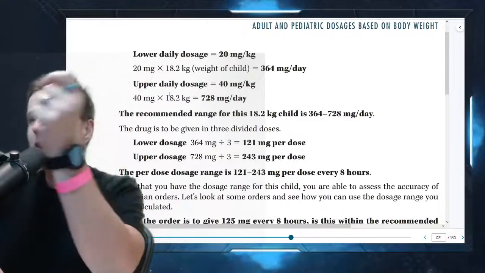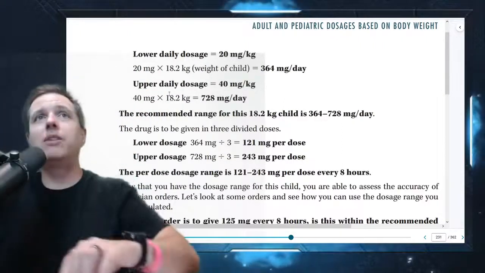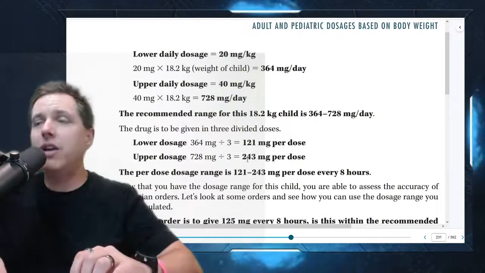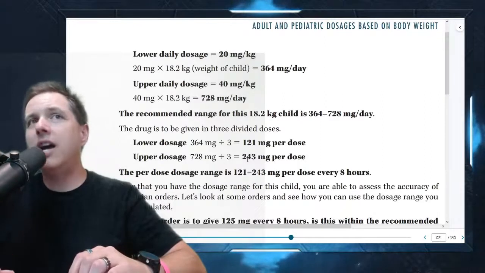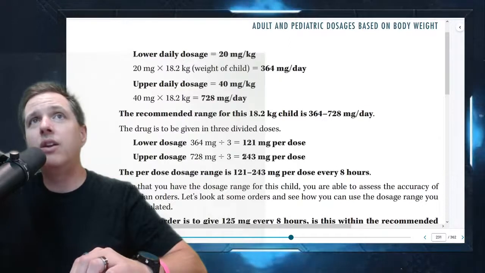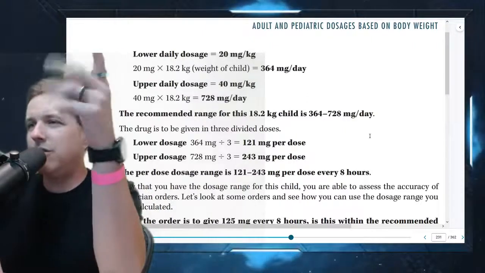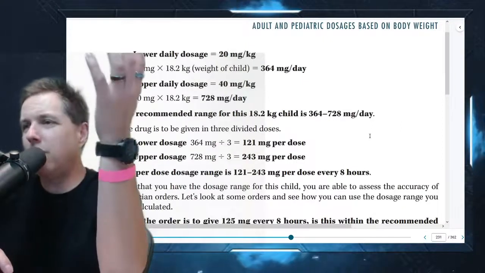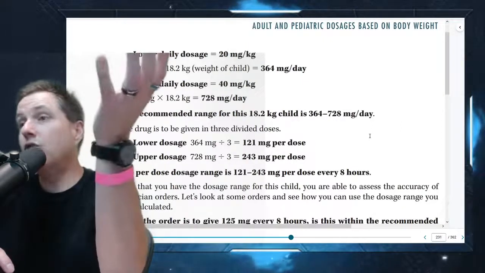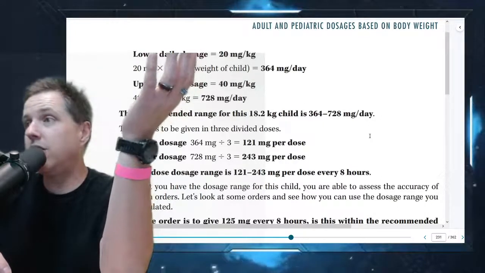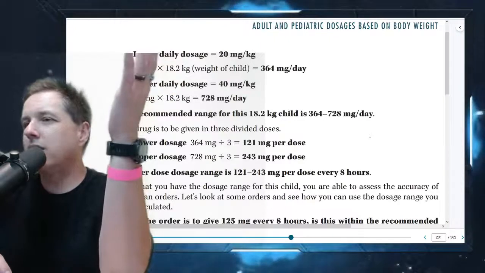So every 8 hours, someone's going to come in and administer this drug. All you then have to do is take your upper and lower limits and divide them by 3, and that tells you that every time you administer this drug, you should be giving between 121 and 243 milligrams. Now there's rounding. You might be noticing, wait a minute, 364 divided by 3 is not 121. It's close. It's just a rounding error. Basically, you'd get 121.333333. So they're just rounding to the nearest milligram.